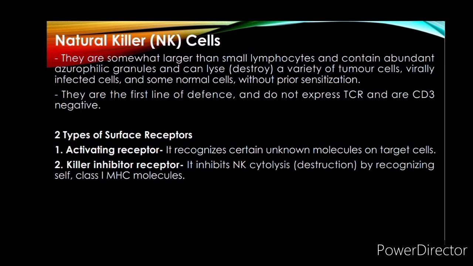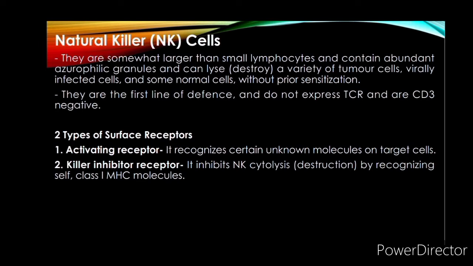Instead, NK cells express two types of surface receptors that enable them to kill neoplastic or virus-infected cells. So the first type is the activating receptor. It recognizes certain unknown molecules on target cells. And the other type is called the killer inhibitor receptor, or the KIR, that inhibits natural killers' cytolysis, or destruction, by recognizing self-class 1 MHC molecules.